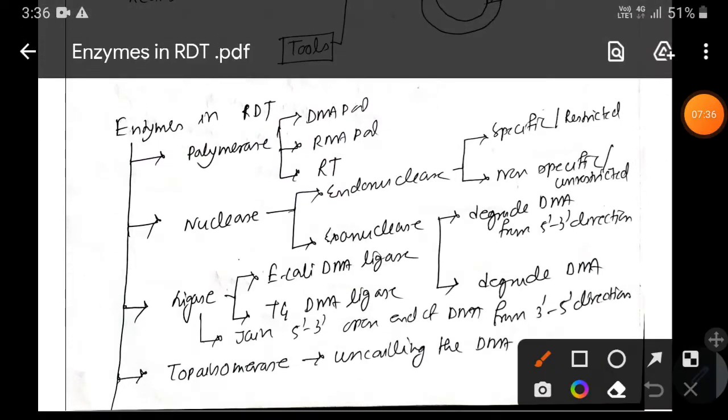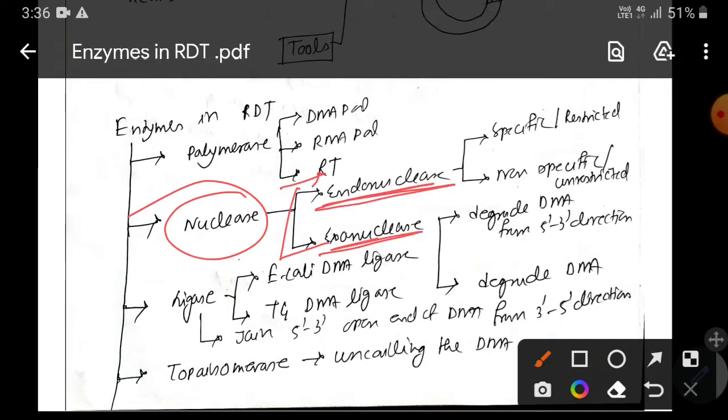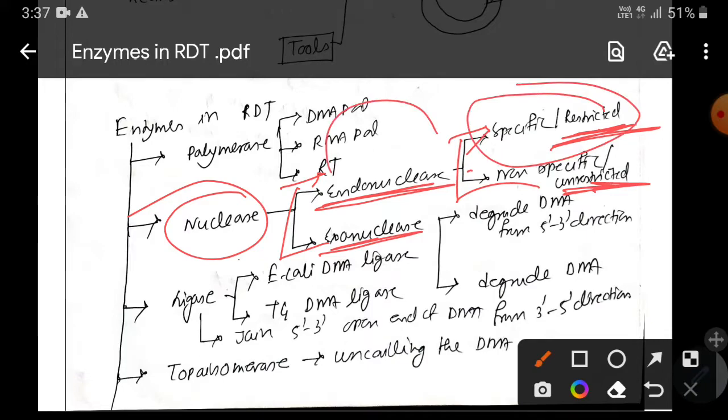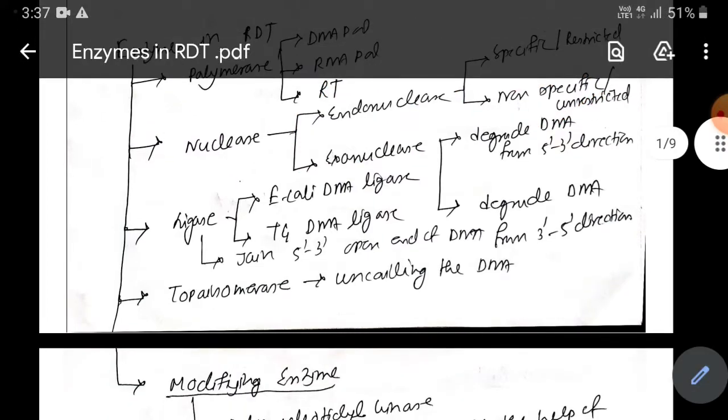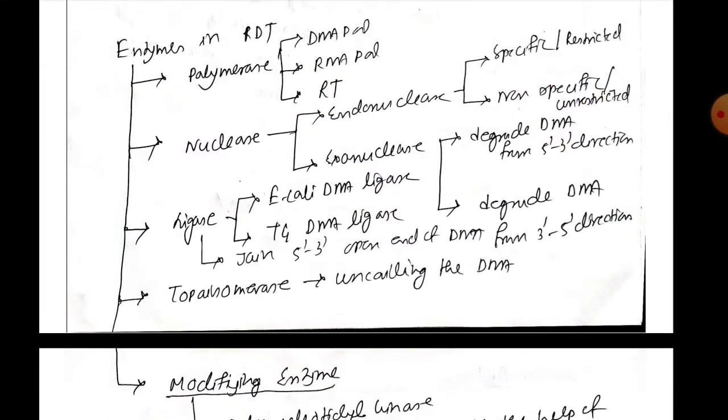Then another enzyme group is nucleases. There are two kinds of nucleases, endonucleases and exonucleases. Endonucleases can be further divided into two parts. One is restriction endonuclease and the other is unrestricted endonuclease, okay? That means in restriction endonucleases the cutting will be restricted, but in unrestricted endonucleases there will be no restricted cutting. They can cut at any position, right?